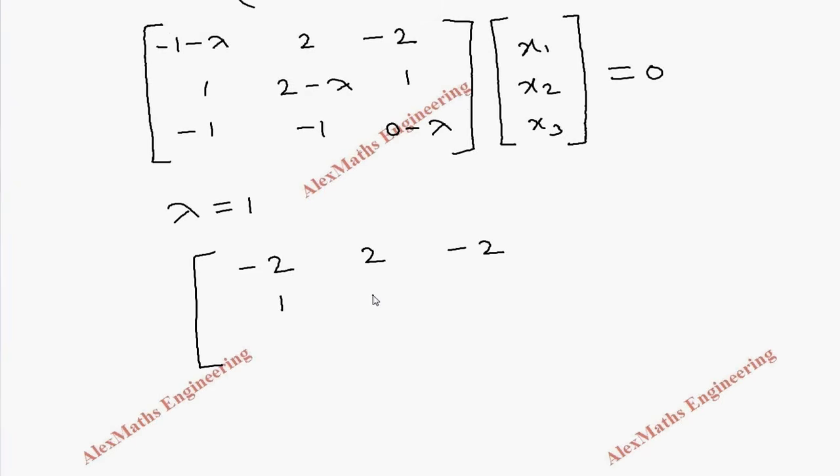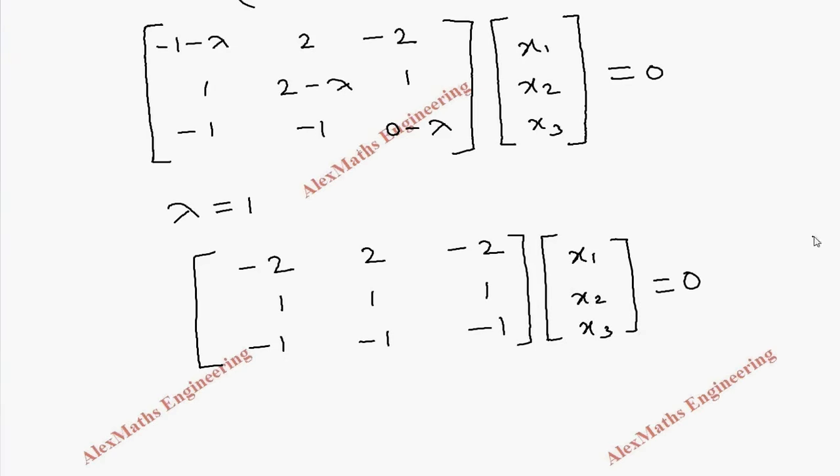Then this is 1, 2 minus 1, which is 1. Then here it is 1. Then minus 1, minus 1. When I put 1 here, it will be minus 1. So we got the matrix. We are going to multiply this with the column matrix x1, x2 and x3, which is equal to 0.